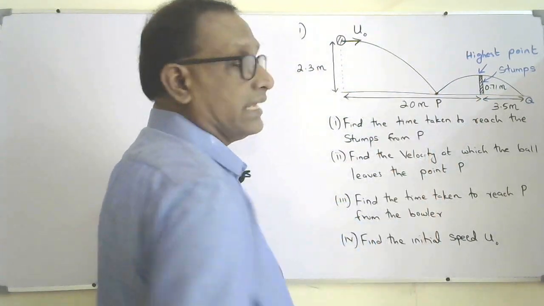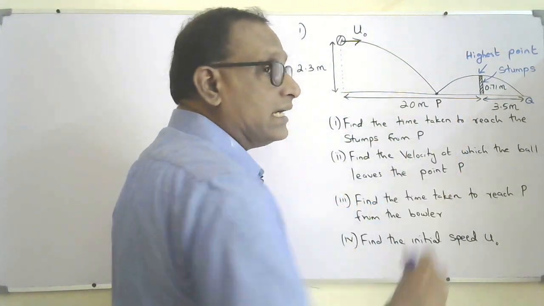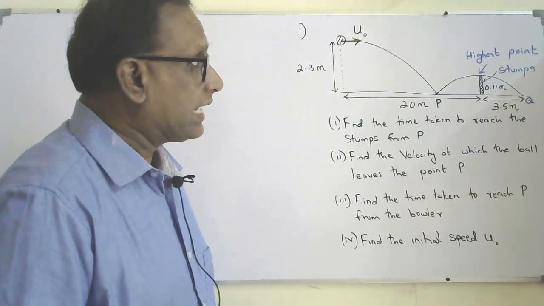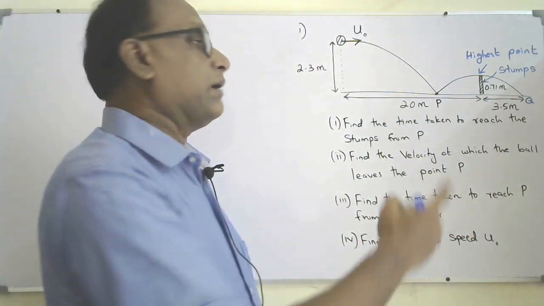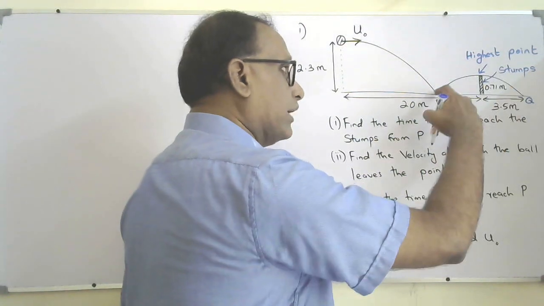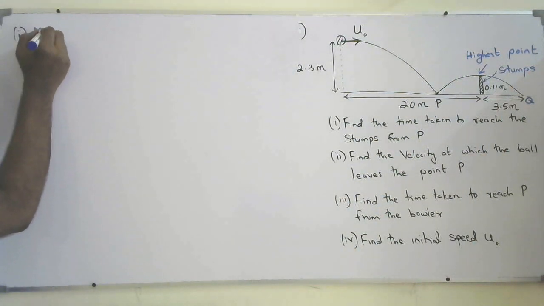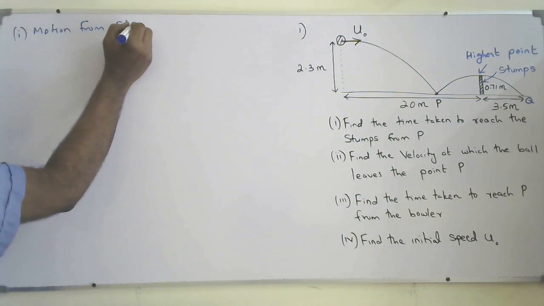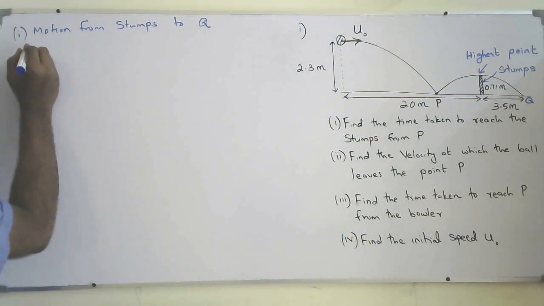Here the question is the time taken to reach the highest point from P. We don't have any data. We don't know the velocity, we don't know the angle, nothing at P. So better, we will find the time taken to reach Q from the highest point. That will be the same as the time taken to reach the highest point from P. So first, I'll consider the motion from the stumps to point Q, in the downward direction.